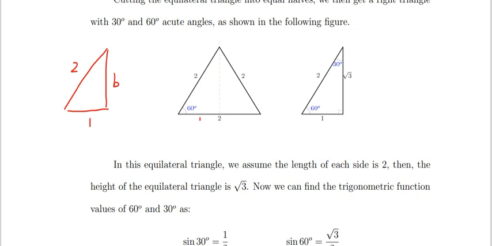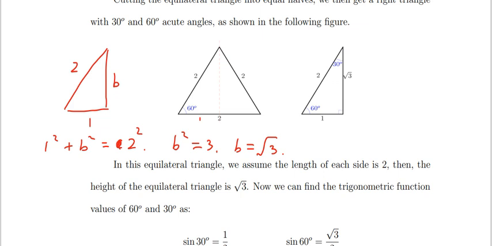We just use a square plus b square equals c square, where c is 2, so equals 2 squared. From here, we find b square should equal 3, right? And then b equals radical 3. So we have this large triangle: this is 1, this is 2, and this is radical 3.